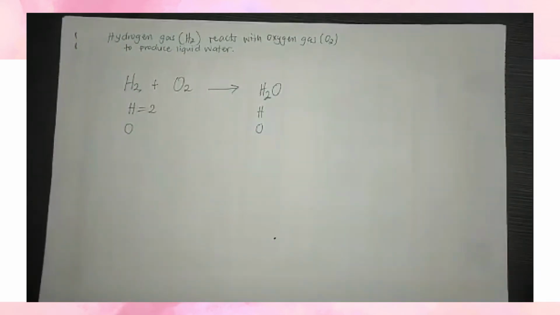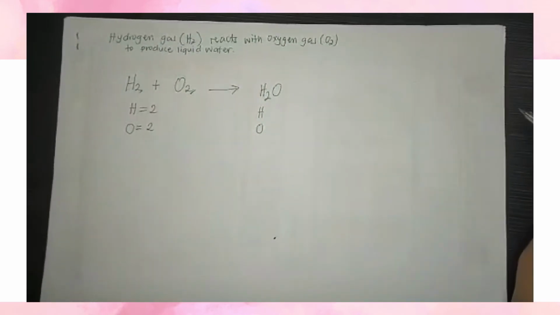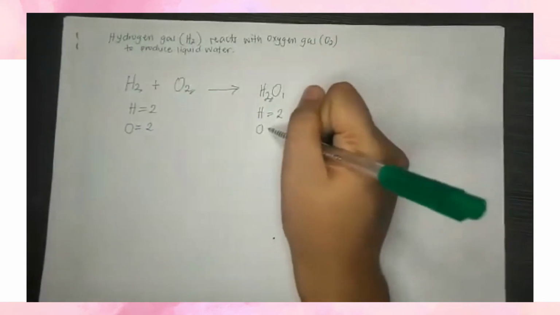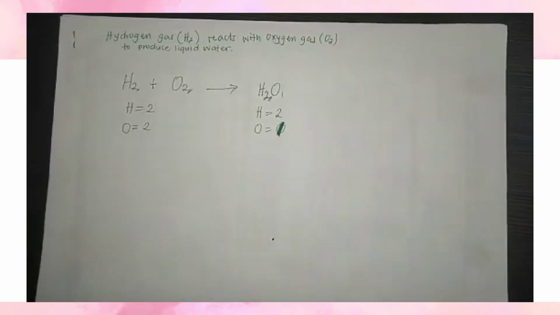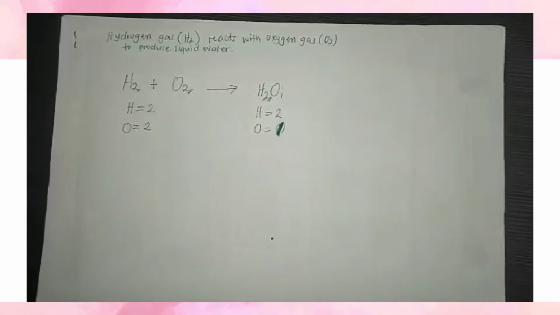This subscript indicates that we have two atoms of hydrogen. We also have two atoms of oxygen. While on the product side, we have two hydrogen and only one oxygen. So as you can see, they do not have an equal amount of atoms for oxygen on our reactant and product side. So to balance these two, apply the law of conservation of mass, wherein we need to get the same number of atoms of every element on each side of the equation.